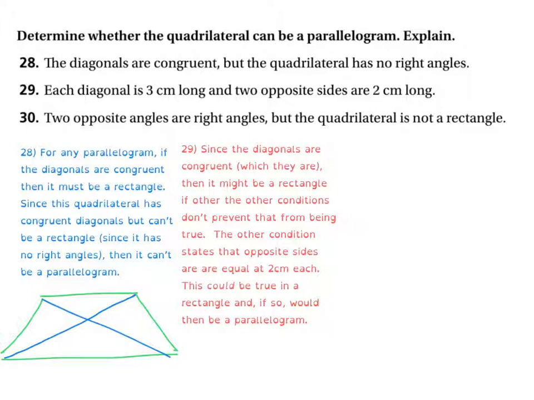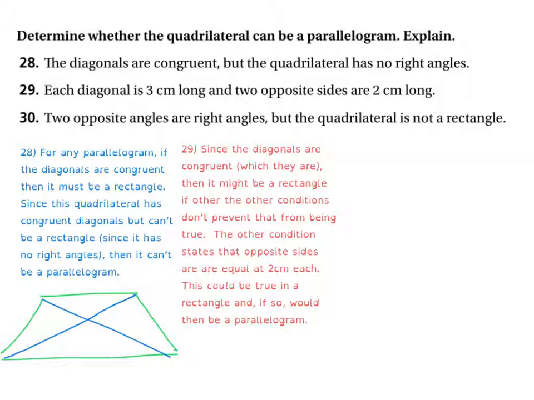So what I wrote here is, since the diagonals are congruent, which they are, then it might be a rectangle if the other conditions don't prevent that from being true. The other condition states that the opposite sides are 2 centimeters each. This could be true in a rectangle. And if so, it would then be a parallelogram. Now, it might not be this. The question is asking whether it can be, not whether it definitely is.